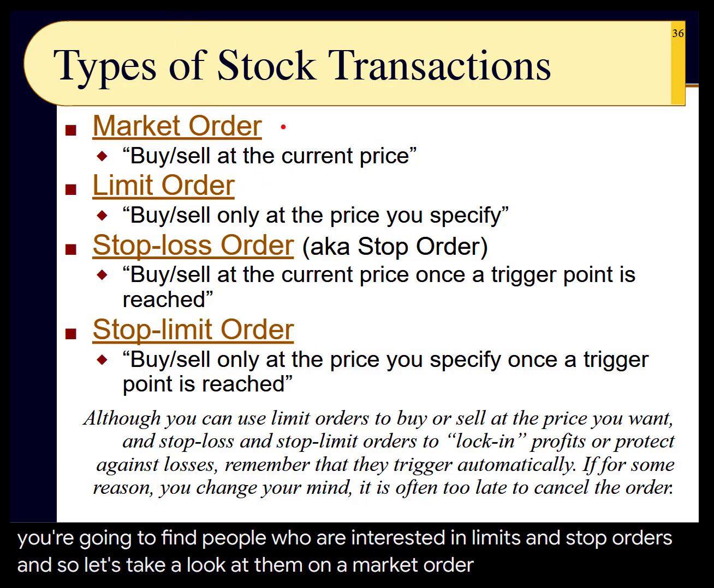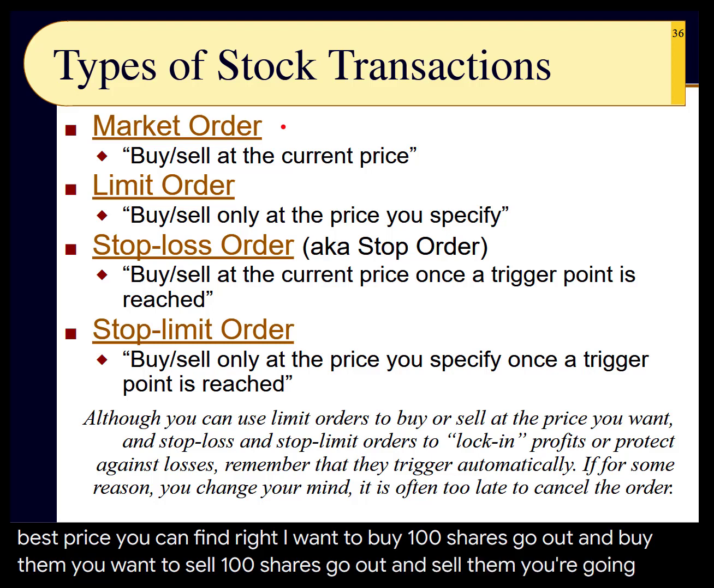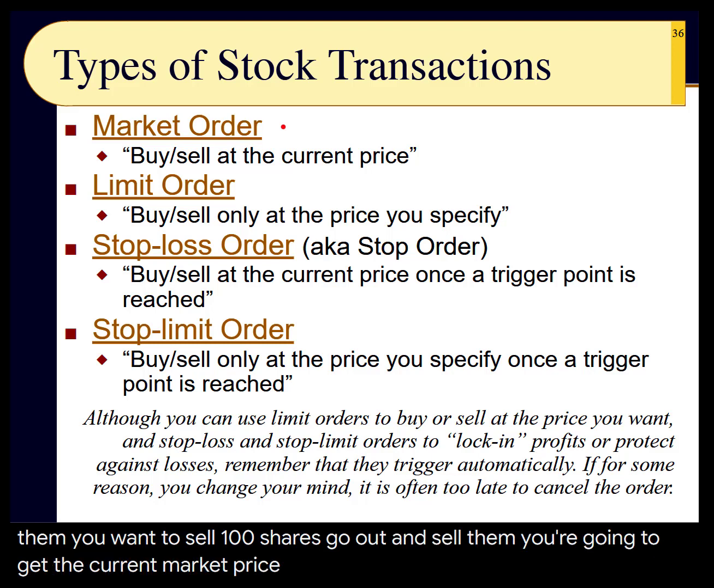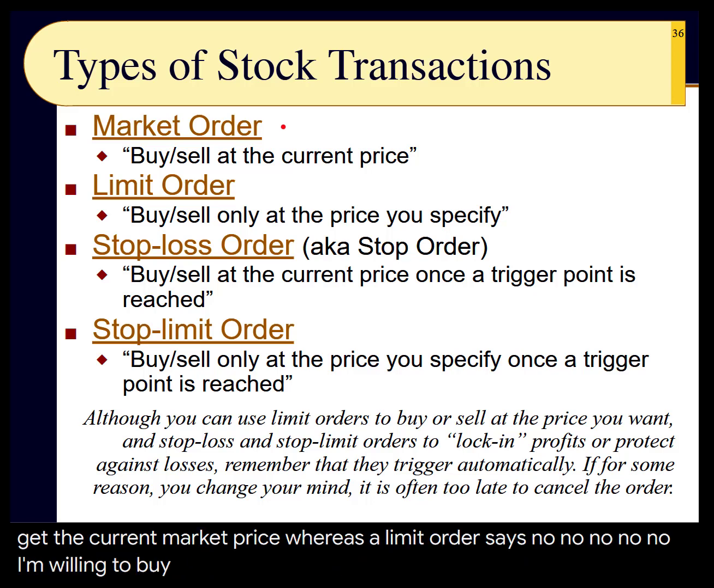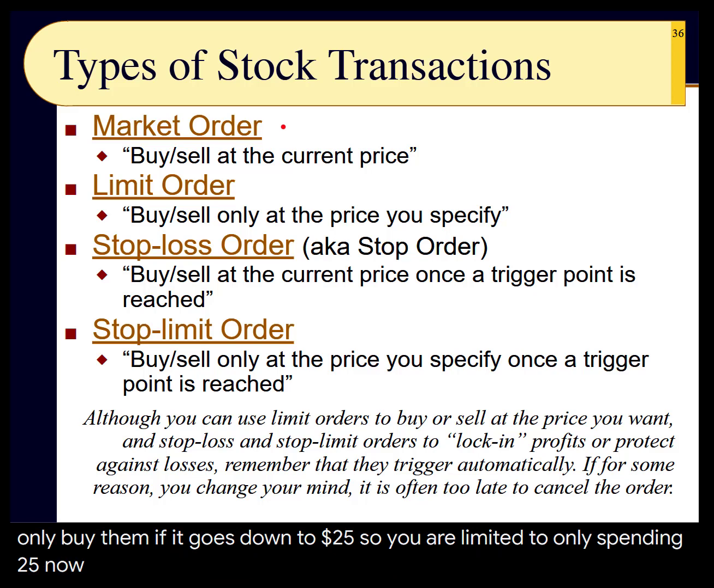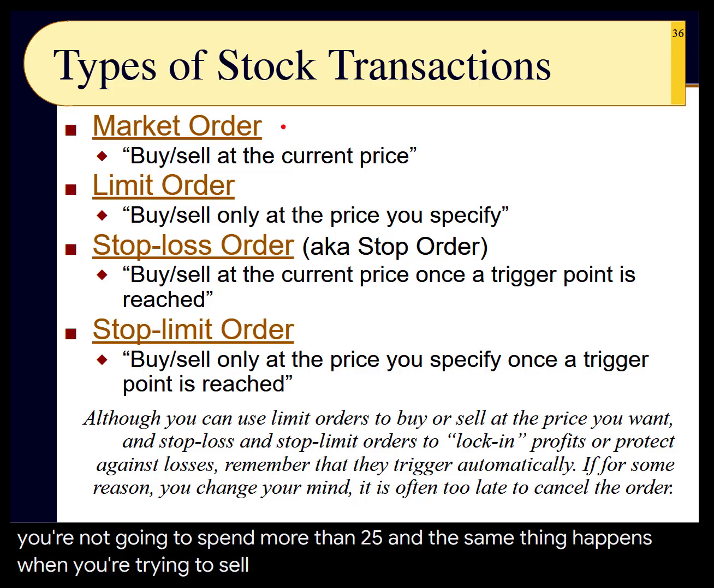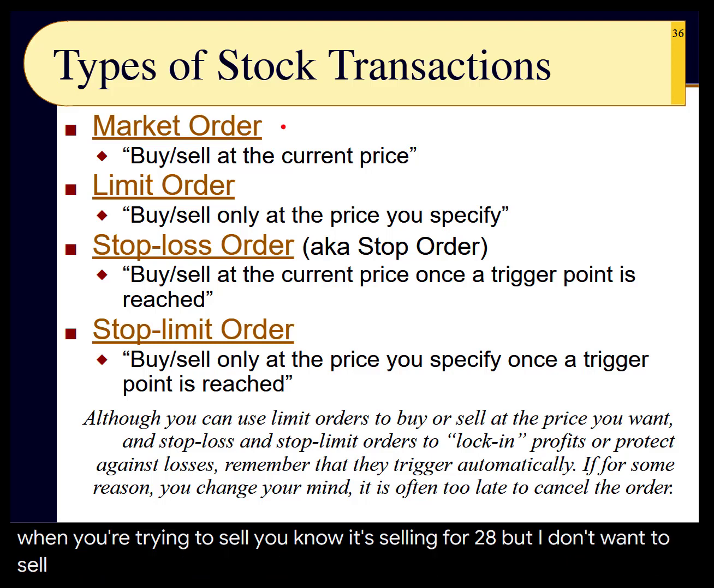A market order says, look, give me the best price you can find, right? I want to buy 100 shares, go out and buy them. You want to sell 100 shares, go out and sell them. You're going to get the current market price. Whereas a limit order says, no, no. I'm willing to buy these shares. They're currently selling for $28, but I will only buy them if it goes down to $25. So you are limited to only spending $25. Now you might spend less if the market price goes below that, but you're not going to spend more than $25. And the same thing happens when you're trying to sell. You know, it's selling for $28, but I don't want to sell for less than $30.